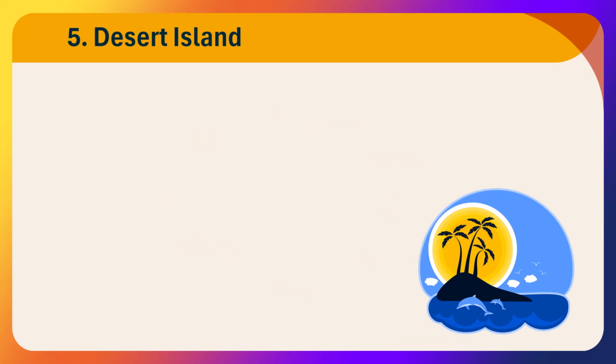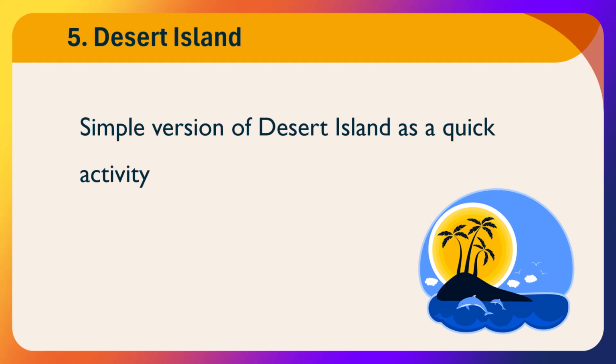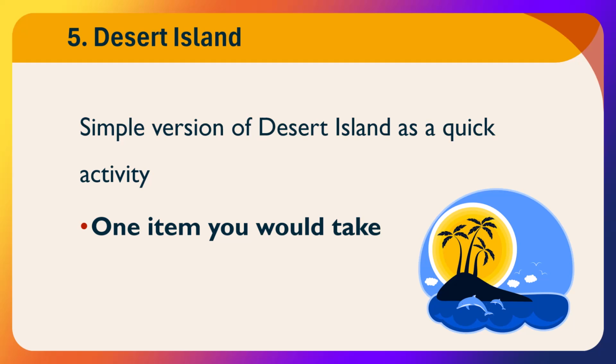Number 5, desert island. There's been a lot of variations of desert island activities and training exercises. This is a very simple one because it's going to be a quick activity. So you want each person to say one item they would take with them if they were stuck on a desert island. Now, of course, we would take food. Of course, we would take water, or maybe matches or a lighter.